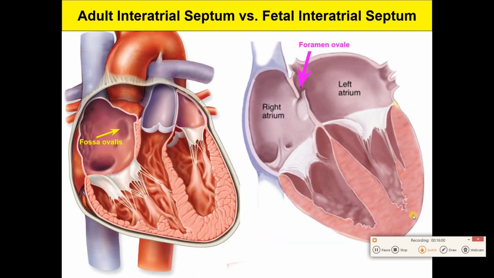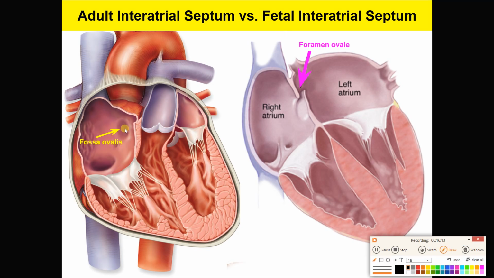Now, in that septum, there is actually a distinction to be made if we compare the adult versus the fetus. The adult interatrial septum has a dent in it. And the dent is actually on both sides. We're just looking at it on the right side here. This dent is called the fossa. I know you remember that word because we saw it with bones. A fossa is like a depression or a dent, and it's kind of roundish, so it's called the fossa ovalis.